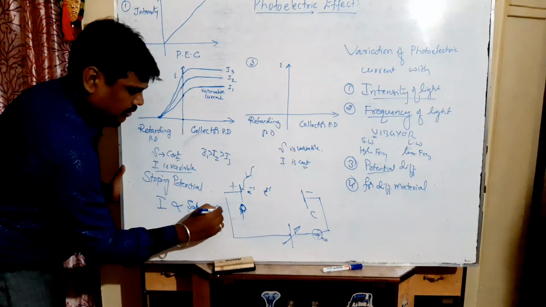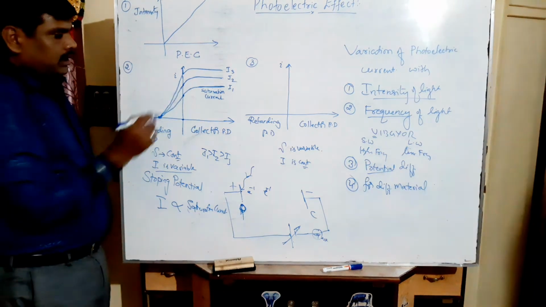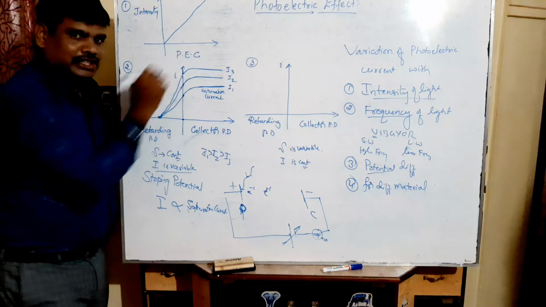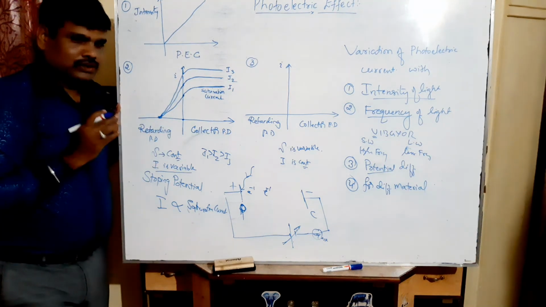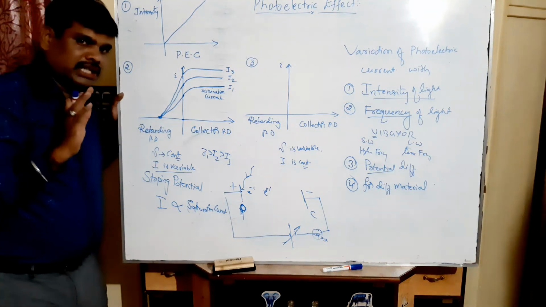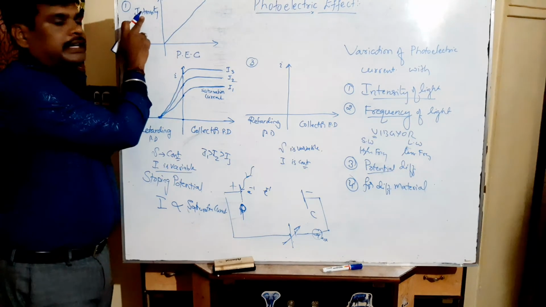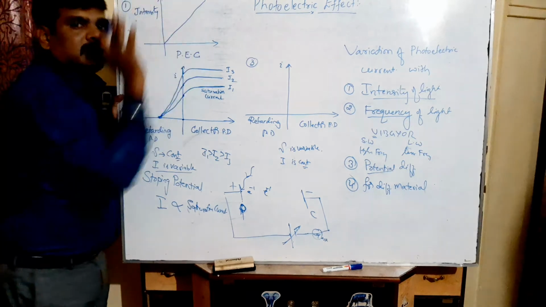Saturation current. But the stopping potential is independent of intensity of light. That is the thing we are observing. So this is the second experimental observation they have made. See, what is the first experimental observation? When the intensity of light increases, the photoelectric current increases linearly.